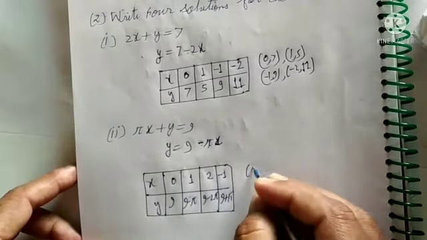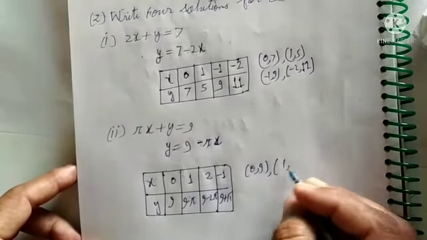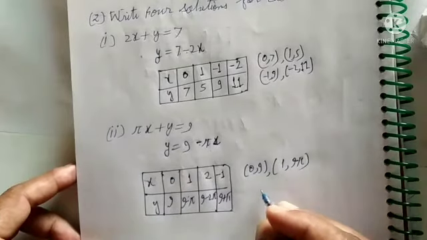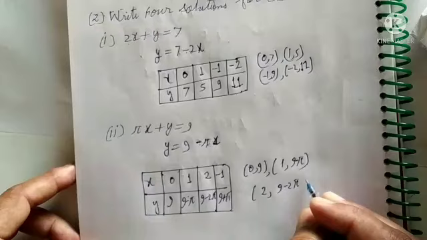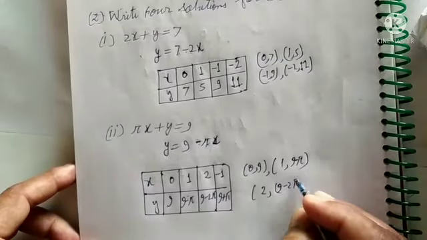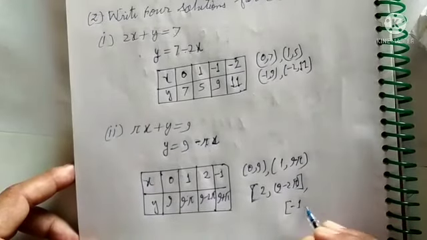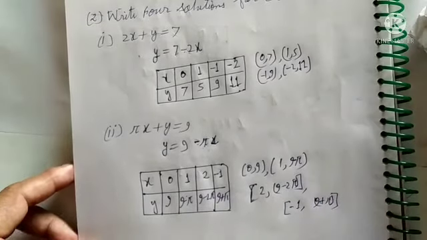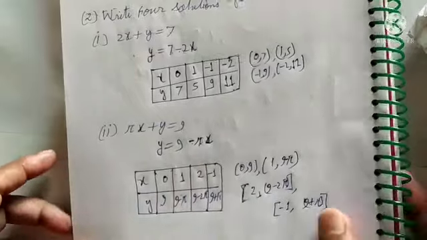So these are the four solutions. You can write down 0, 9 as the first solution; second solution 1, 9 minus pi; third solution 2, 9 minus 2 pi; and fourth solution minus 1, 9 plus pi. So these are the four solutions: 1, 2, 3, 4.